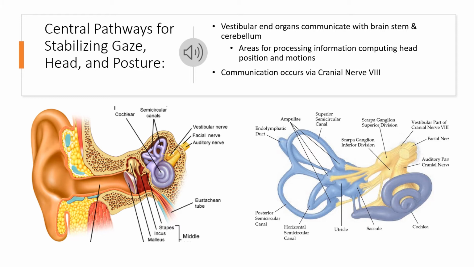The vestibular end organs communicate with the targets in the brainstem and cerebellum, areas that process information for computing head motion and position. Communication to these centers occur via the vestibular branch of cranial nerve 8. The cell bodies of the vestibular nerve reside in the vestibular nerve ganglion, also known as the Scarpa's ganglion. The distal processes innervate the semicircular canals and the otolith organs.